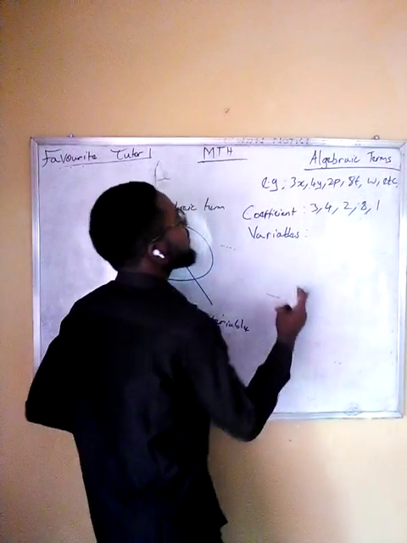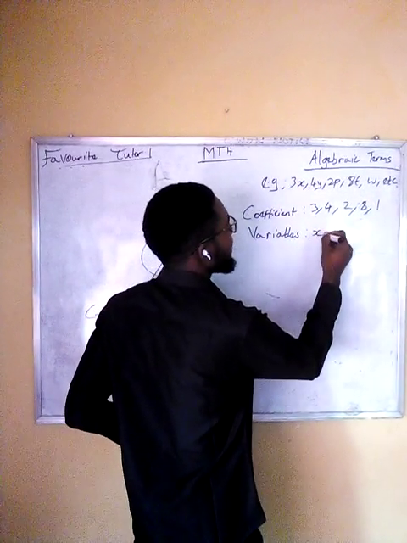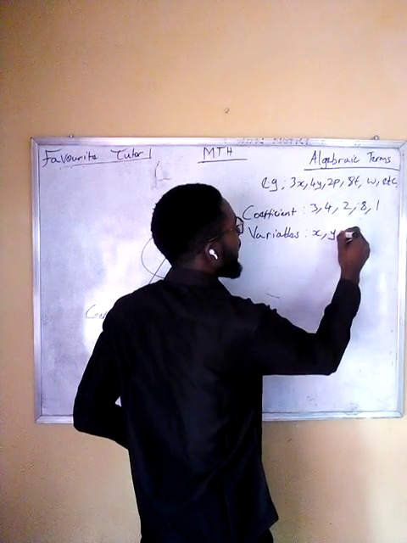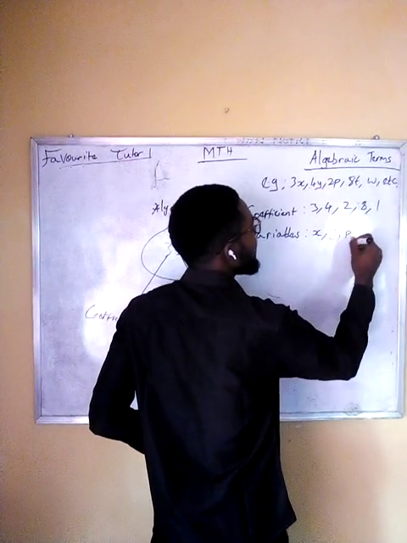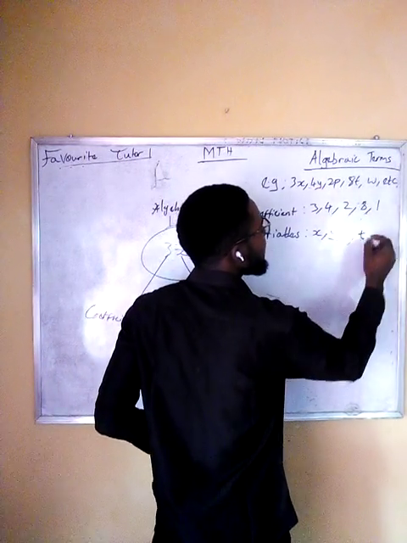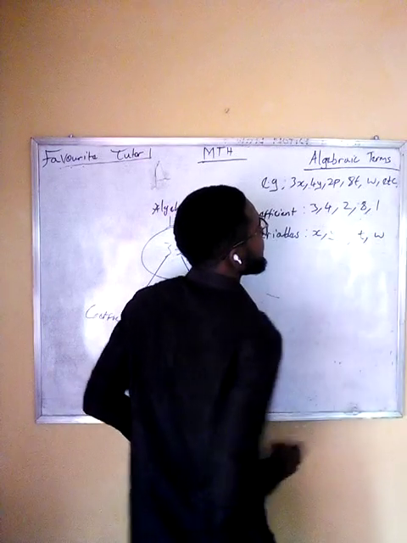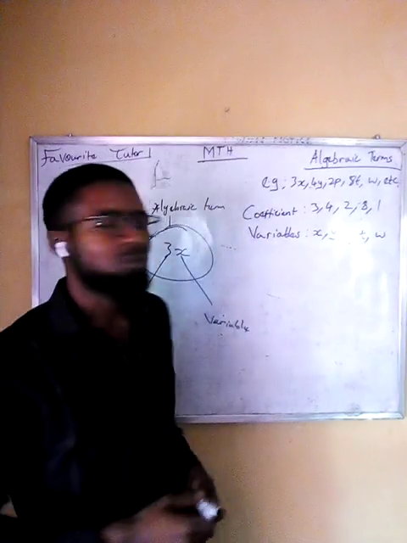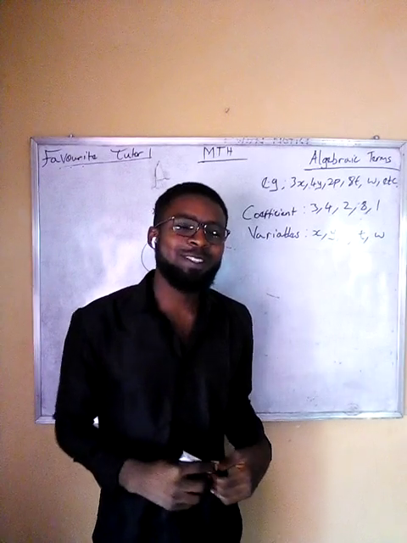Now, what are the variables? The variable here is x. The variable here is y. The variable here is p. The variable here is t. The variable here is w. Are we good to go? We are good to go.